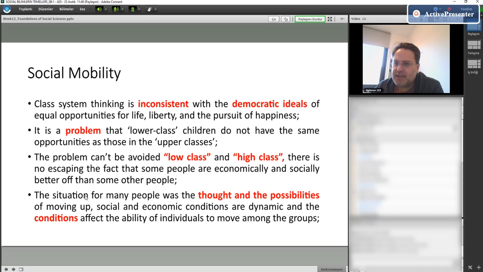It's not enough to say low class, high class. I mean, it doesn't present a solution for that problem. So there is no escaping, and there must be a debate. There must be a discussion. People are economically and socially better off than some other people. Is that the case? I mean, yes, but how do we go about it?